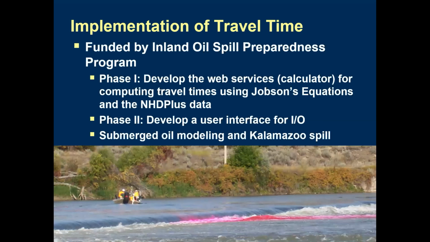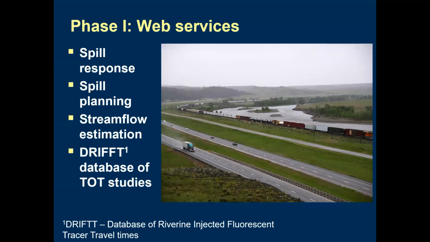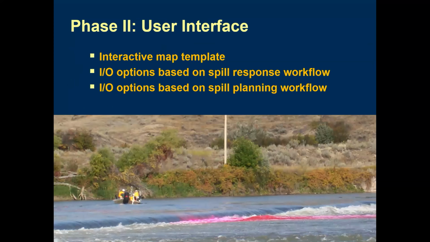Moving quickly on, essentially we are funded through two different grant applications to the Inland Oil Spill Preparedness Program. I'll keep this brief. Phase one was essentially to build the background, the services, and to look at spill response, spill planning, and stream flow estimation, as well as to bring in the database of those time of travel studies. Phase 2 was to build the user interface, the client, to use those services and create those estimates for travel time.